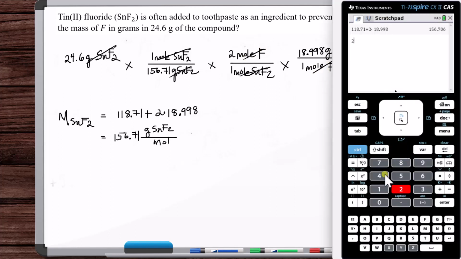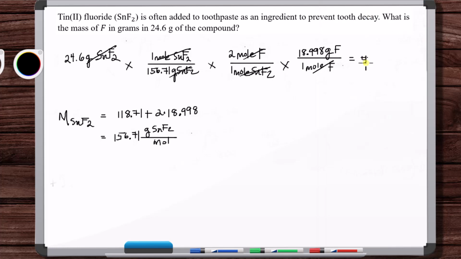We had 24.6 times 2 times 18.998, divided by 156.71. That's 5.96 grams of fluorine. Okay, think about what this is saying. In 24.6 grams of tin 2 fluoride, 5.96 grams are fluorine. Interesting.